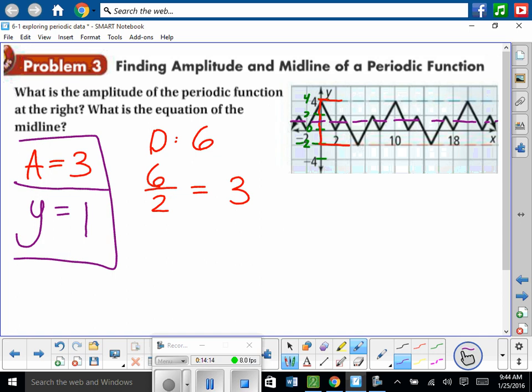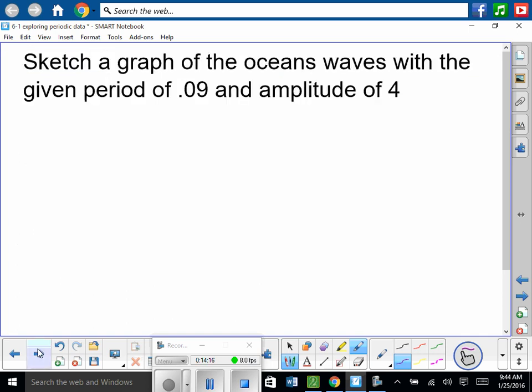You want us to do midline? Yeah, it'd be good practice. Okay, one more thing before I let you work.